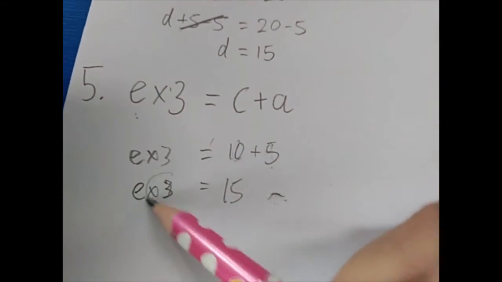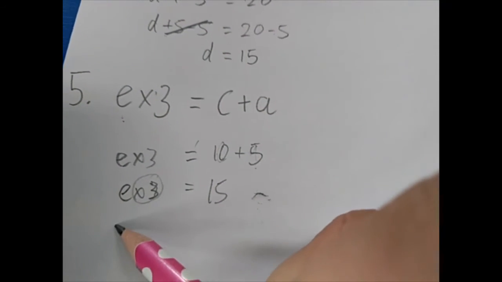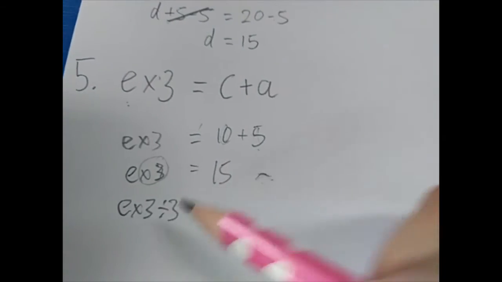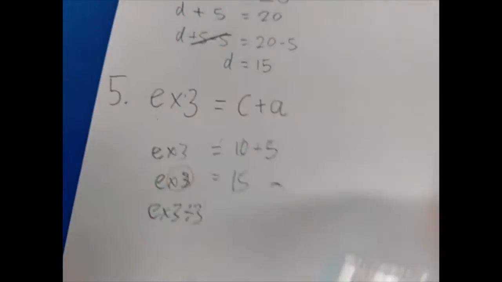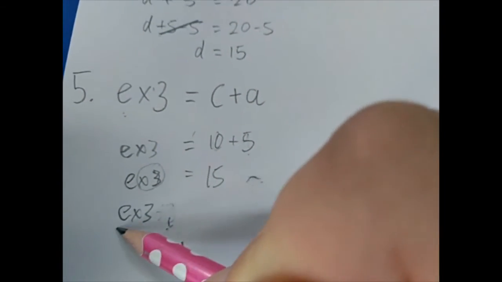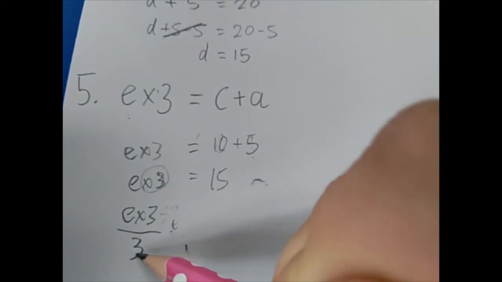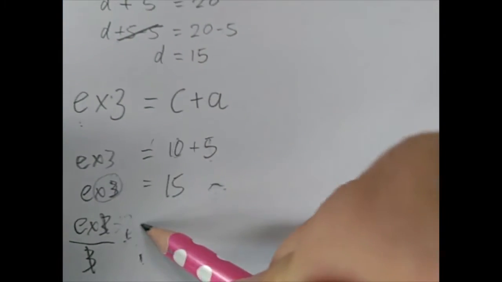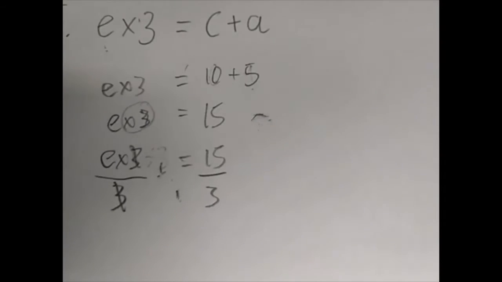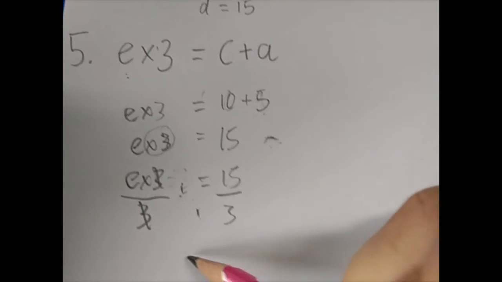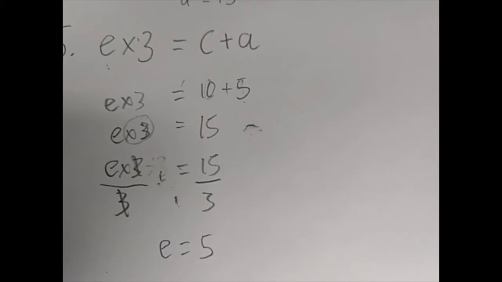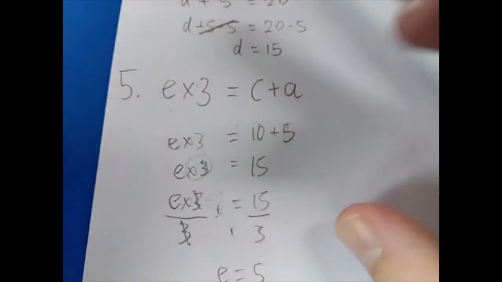Now we need to get rid of our multiplied by 3. So we do E multiplied by 3 divided by 3. Or we can actually do it, it's more useful to think about that as a fraction. So E times 3 over 3, just take those out, equals 15 over 3, or 15 divided by 3. So E equals 5. Easy peasy, right?